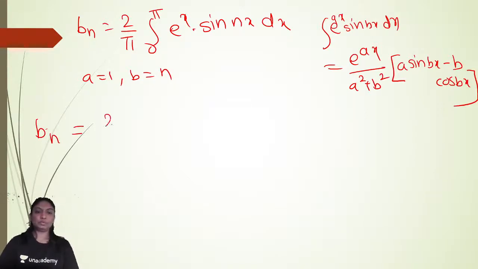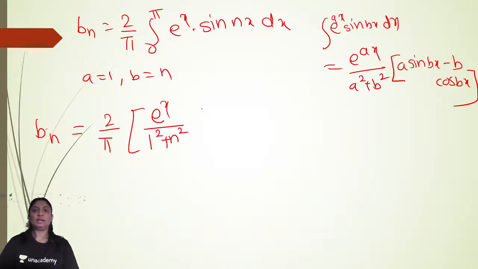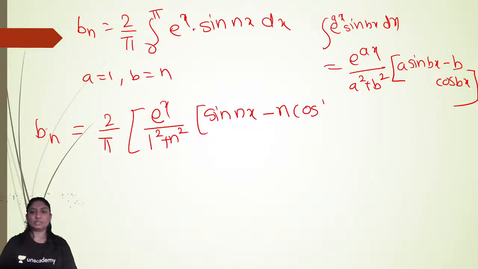Bn is equal to 2 by pi integral from 0 to pi. Directly we can write here e raised to x upon 1 square plus n square into bracket, a is 1, sin nx minus b, it means n, into cos bx, it means cos nx. That's it, from 0 to pi.